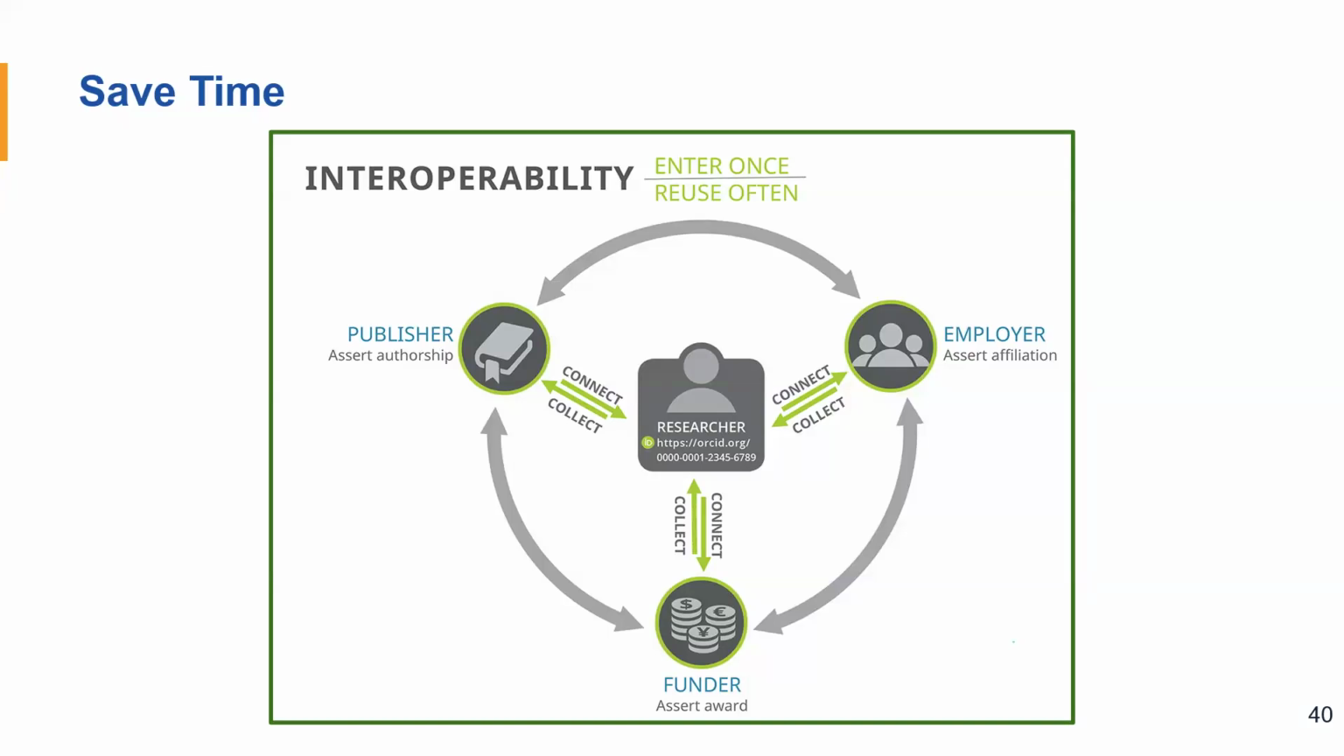Again, saving time. The idea is that you or the organizations that you are affiliated with can populate your information in your ORCID record once, and then you can reuse the information from your ORCID record when you have to provide that information to other organizations. So you're basically reusing what's available in your ORCID record when you're, say, applying for funding or you're submitting publications through a publication system and all of that kind of information.